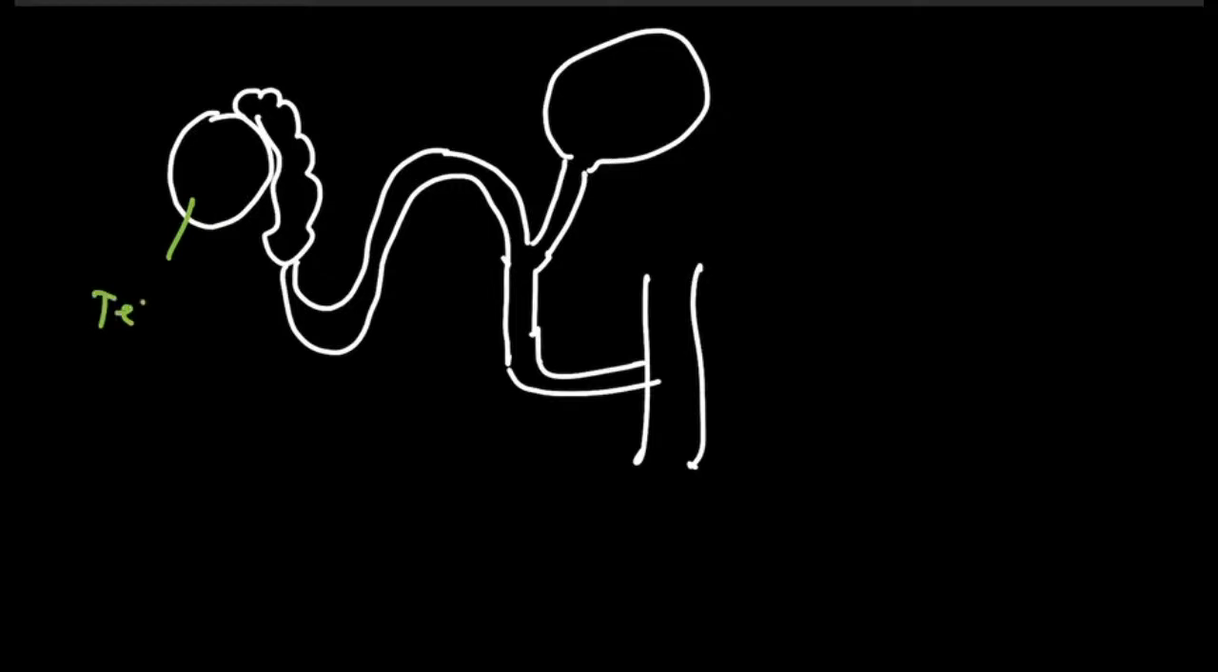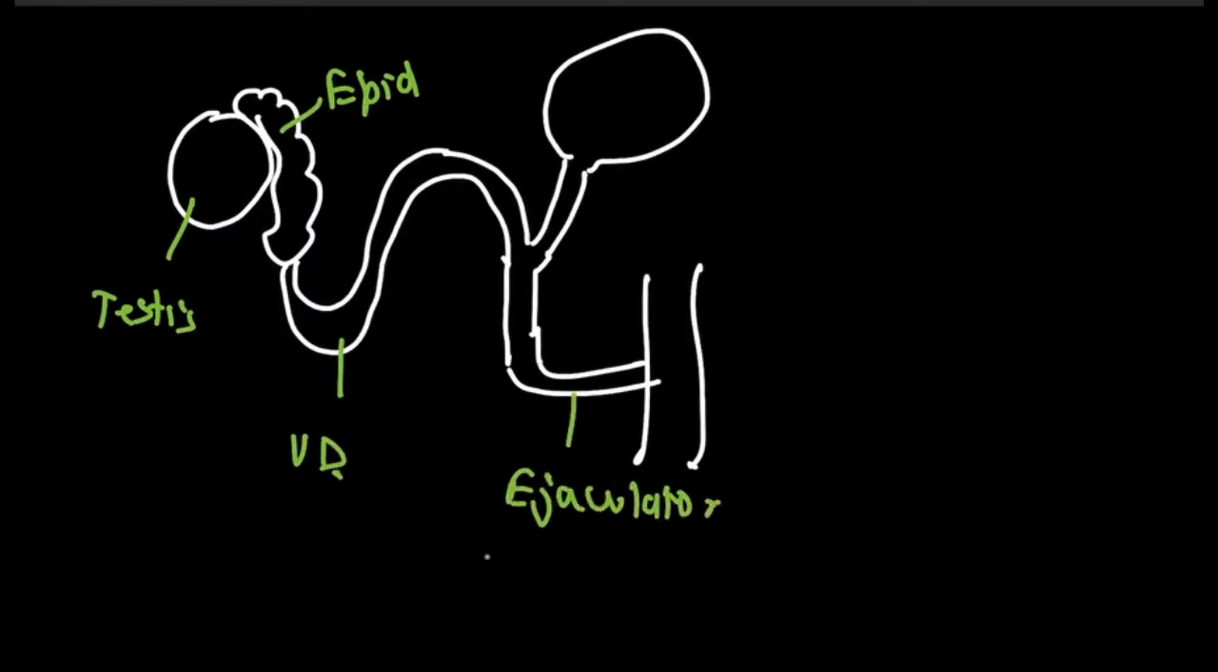So this is the testes, this is your epididymis, this is your vas deferens, this is your ejaculatory duct, this is your seminal vesicle, right? I hope you get this. And this is basically opening at the verumontanum. We just saw the verumontanum a couple of minutes back. So that is the verumontanum. This is the pathway of the sperm.